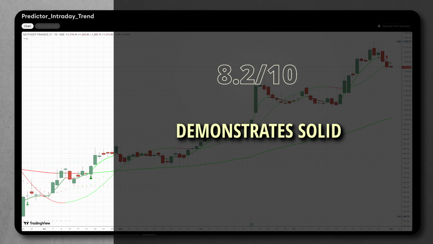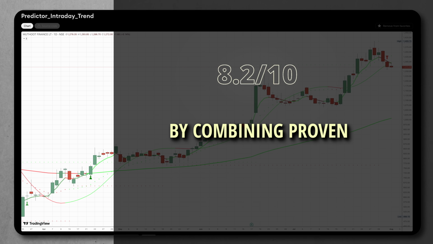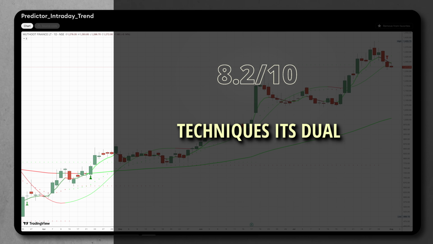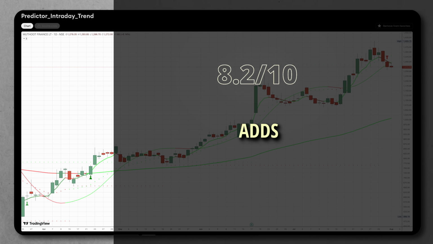The indicator demonstrates solid technical foundation by combining proven momentum oscillators with signal processing techniques. Its dual predictor approach adds confidence through confluence, though the multi-layered calculation may introduce lag in fast-moving markets. The visual presentation excels with clear triangle markers, making signal identification straightforward for intraday traders.